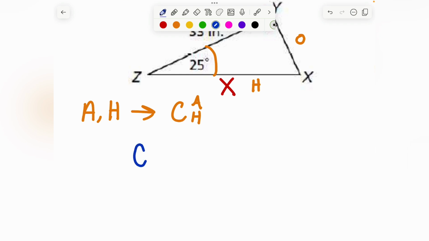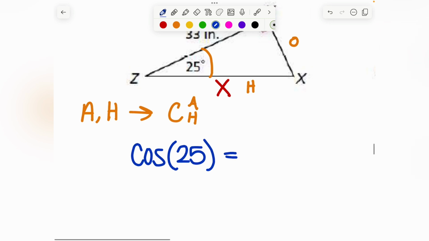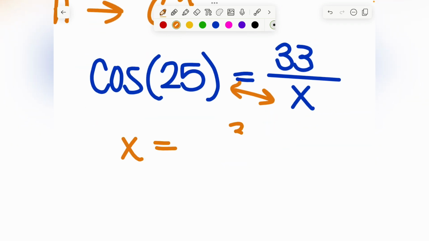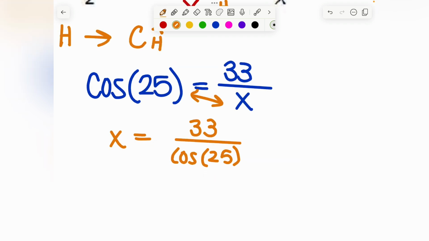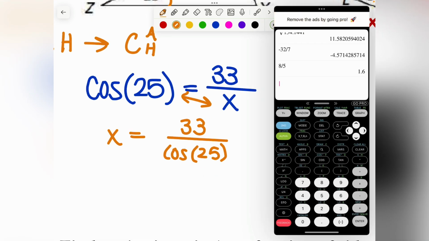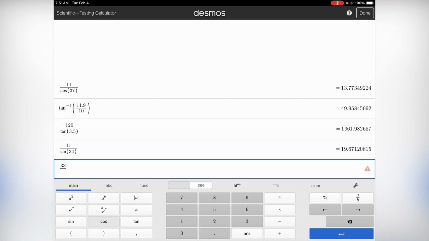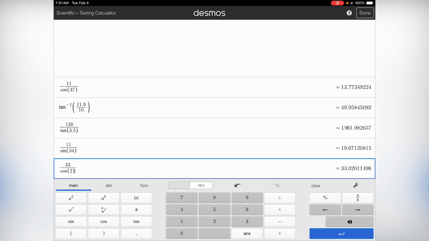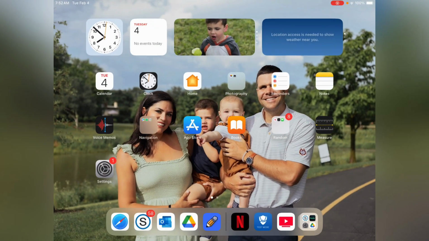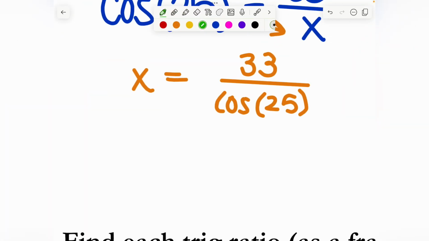So I set up my equation, cosine of the angle equals adjacent 33 over hypotenuse x. And since the x is on the bottom, we switch. 33 over cosine of 25. I'll use this calculator again. 33 divided by cosine 25. 36.41. That's the answer.